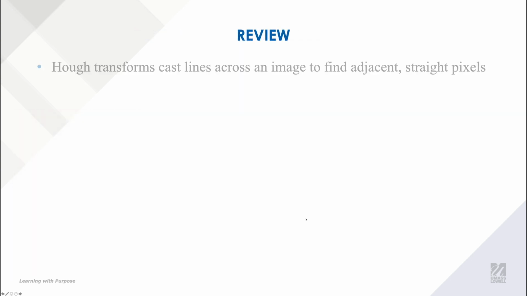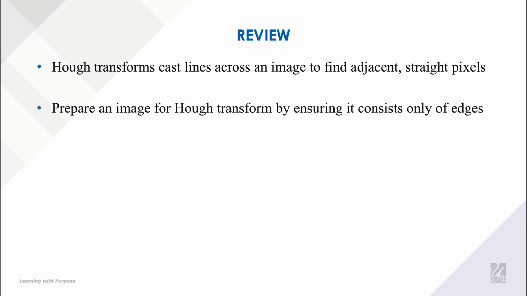So let's review. Hough transforms will cast all possible lines across an image, or probabilistically cast them across an image, to try to find all the actual lines in your image. So it casts a bunch of prototype lines, counts the number of on pixels underneath to figure out which ones are actually lines or not. To prepare an image for the Hough transform, you want to ensure that it only consists of the edges you want to consider. So if you're looking for all the white lane markers, you want to make sure it only has white edges in it. If you're looking for the yellow lane markers, yellow edges, and so on.